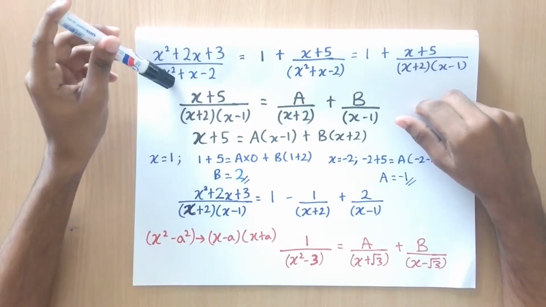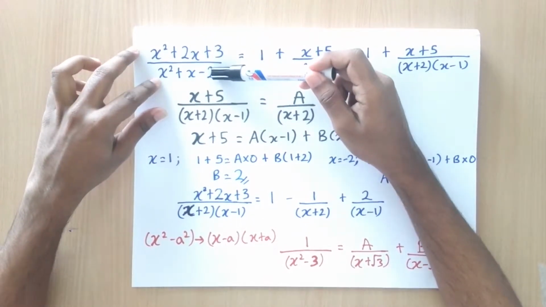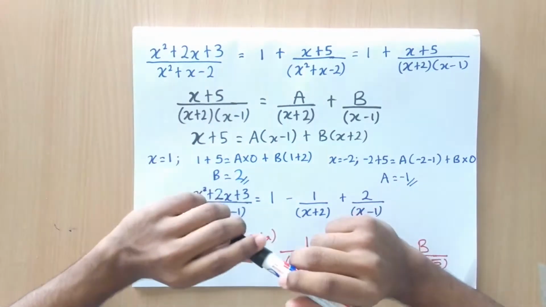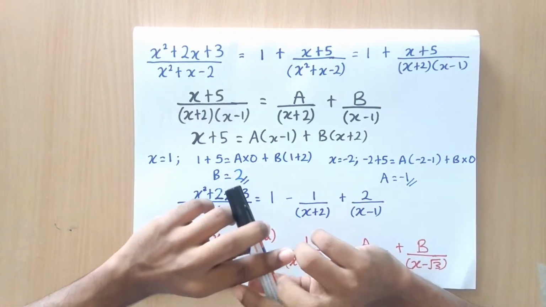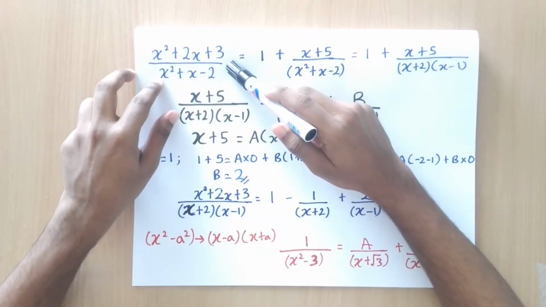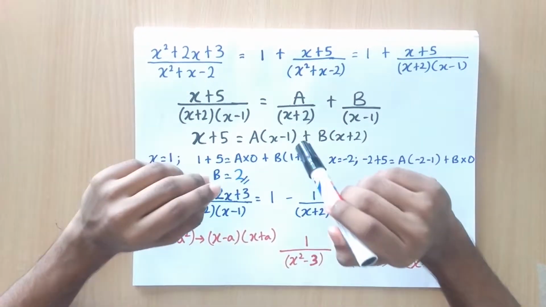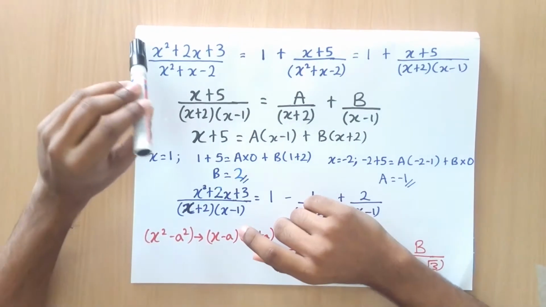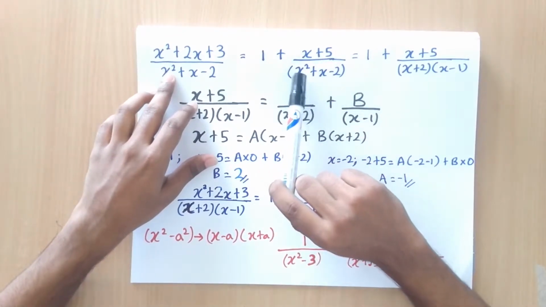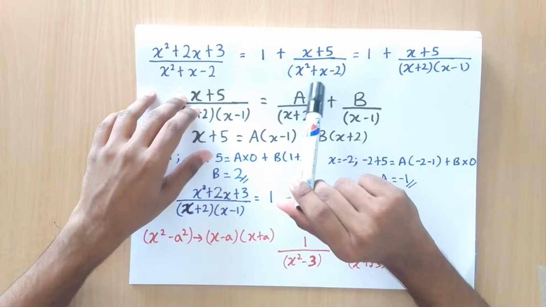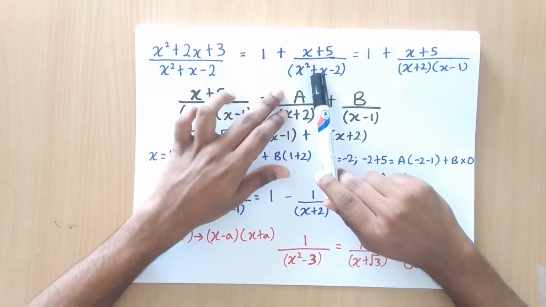So they are equal. So what we do first is we divide the numerator by the denominator using the long division method. Check the link in the description below to quickly learn the long division method. When we divide this using the long division method, we get 1 as the quotient and x plus 5 as the remainder. So this fraction can be simplified into 1 plus (x plus 5) divided by (x squared plus x minus 2). So now we have simplified it from an improper fraction to a proper fraction.